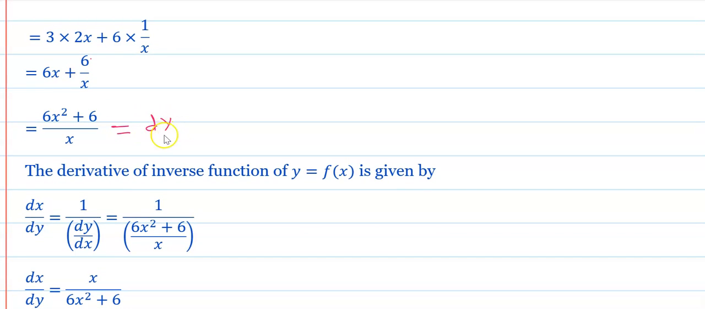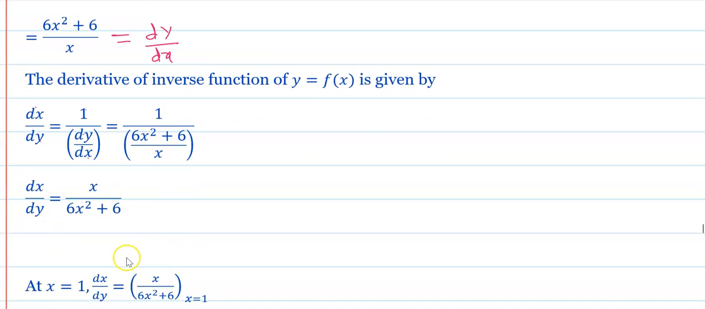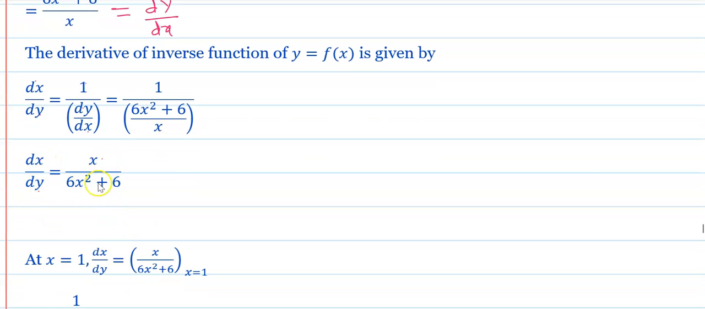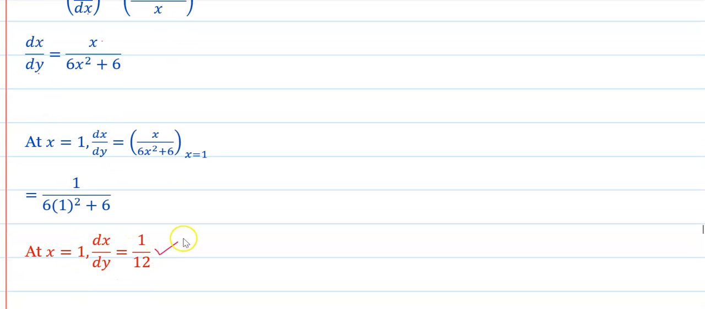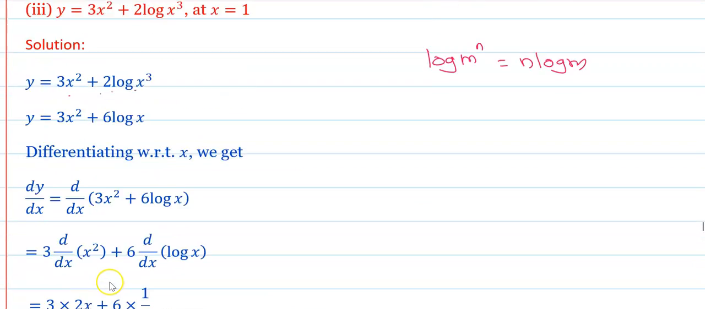So dy by dx has come. Derivative of inverse function of y equal to f of x is given by dx upon dy is equal to 1 upon dy by dx. Substitute the value: 1 upon 6x square plus 6 upon x. So multiplied, and the reciprocal on the numerator gives dx upon dy is equal to x upon 6x square plus 6. Put x is equal to 1. 6 into 1, 6 plus 6, 12. 1 upon 12. And hence you will get dx upon dy is equal to 1 upon 12 at x is equal to 1. Okay, you can see here again.